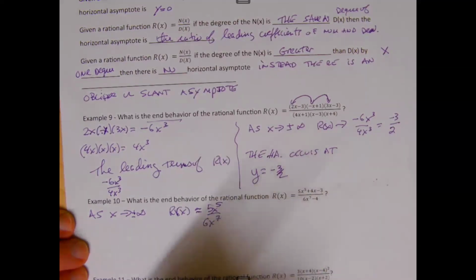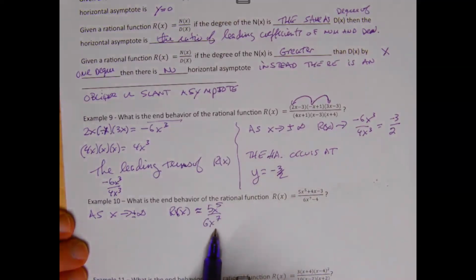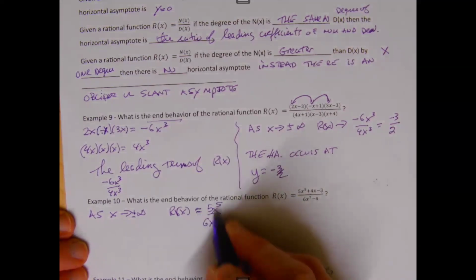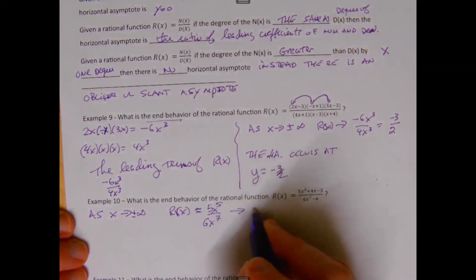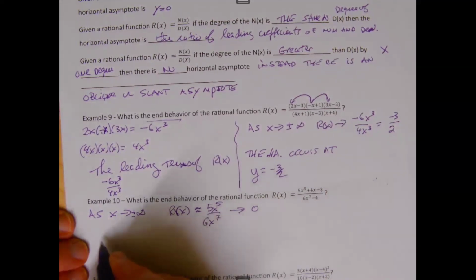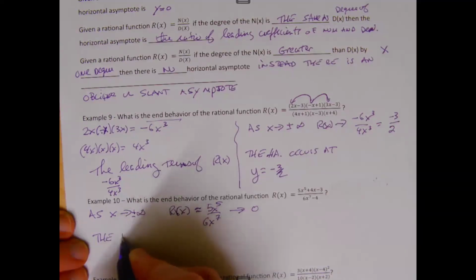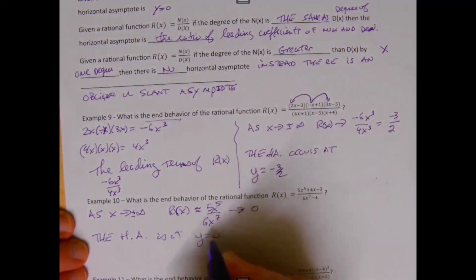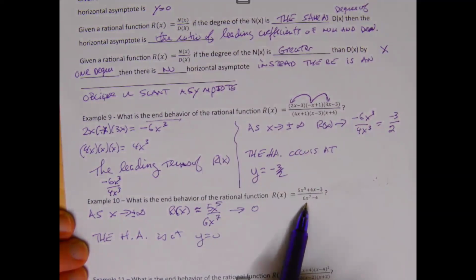6x to the 7th. So now we will notice that the degree of the denominator is bigger than the degree of the numerator. So as these start climbing up, this one will climb higher, faster than this one. So the ratio would be approximately equal to this, but then this is just approaching 0, because this one's climbing faster than this one. So the horizontal asymptote is at y equals 0. Again, the degree of the denominator is bigger than the degree of the numerator.